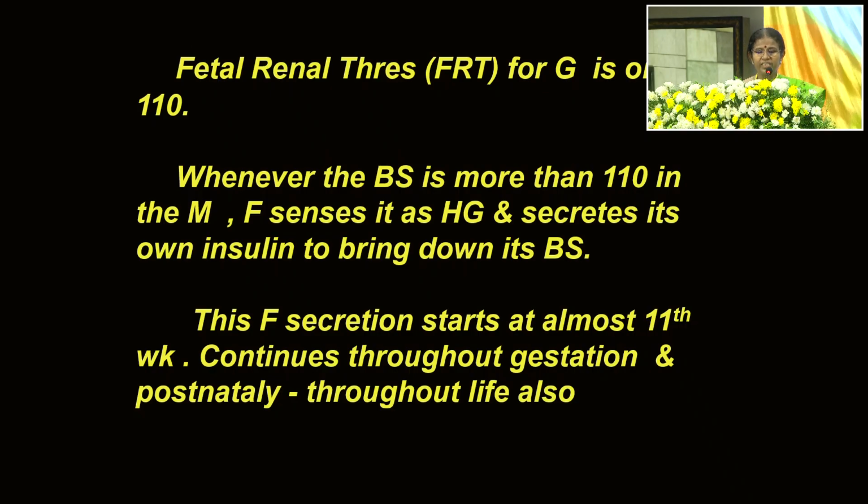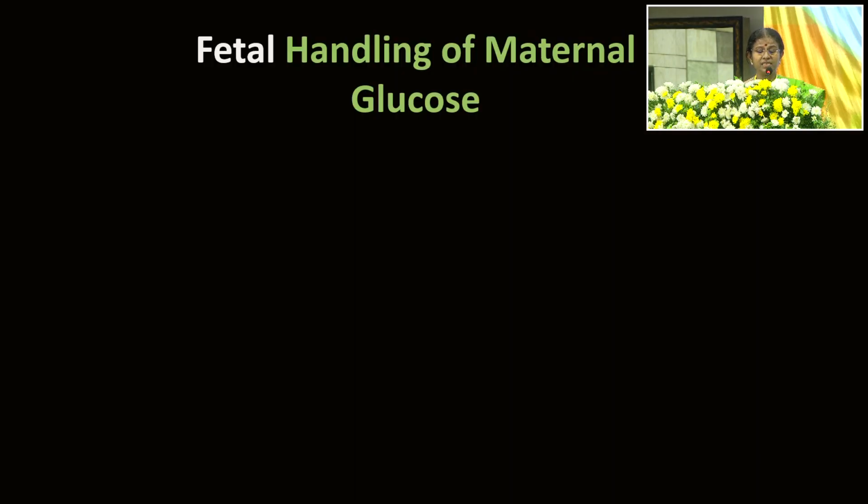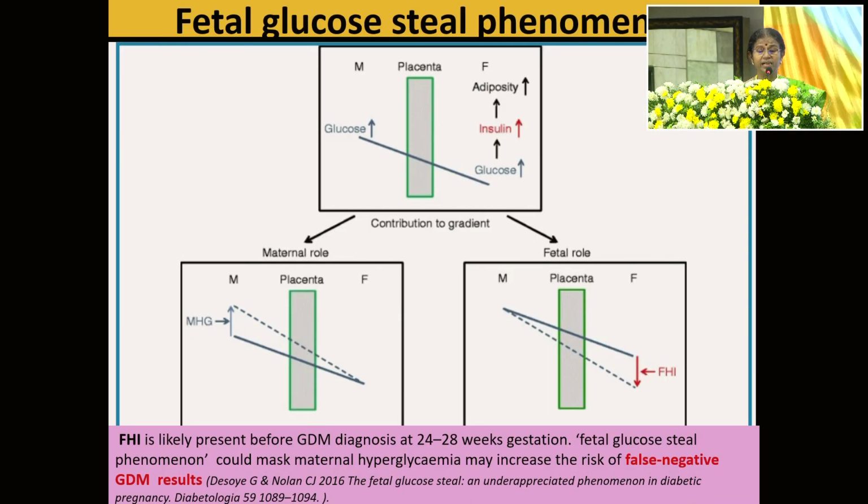So we need to, and as I said, it continues throughout gestation and also in the future. Here you can see clearly that whenever the glucose crosses the placenta, it stimulates the insulin secretion and does all this, that is, increasing the adiposity and what all I said. See, the mother's blood sugar is actually high, but it's brought down and looks normal at the cost of hyperinsulinemia in the fetus. So this fetal hyperinsulinemia is likely to be present before the GDM diagnosis, which you usually do at 24 to 28 weeks. And what happens, there is fetal glucose steal as long as it is inside the mother.